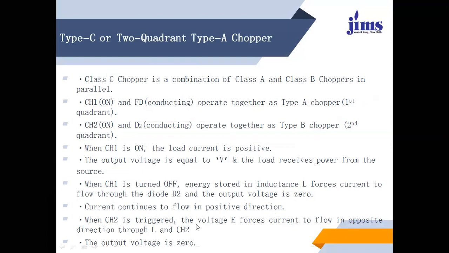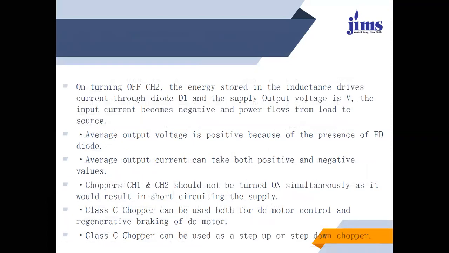When CH2 is triggered, the voltage E forces current to flow in the opposite direction through L and CH2. The output voltage at this moment becomes zero. On turning off CH2, the energy stored in the inductance drives current through diode D1, and the supply output voltage is V. The input current becomes negative and power flows from load to source. The average output voltage is positive because of the presence of the FD diode. Average output current can take both positive and negative values.